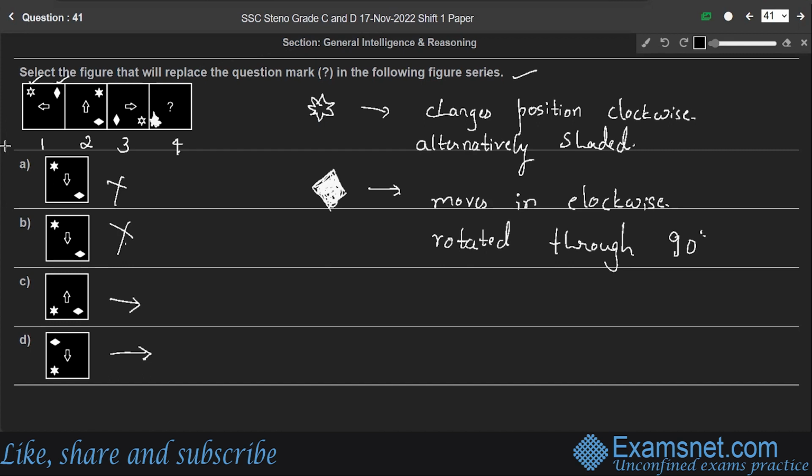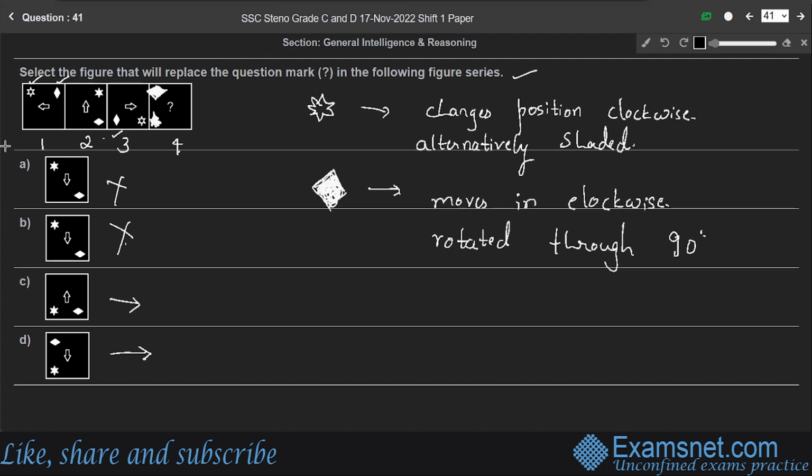Look at the second figure, in which its position is changed and its direction is also changed. Whereas in the third figure, the position changed and the direction is also changed. Therefore, in the fourth figure, its position has to be the top left corner and its direction is horizontal. So look at the options, C and D.